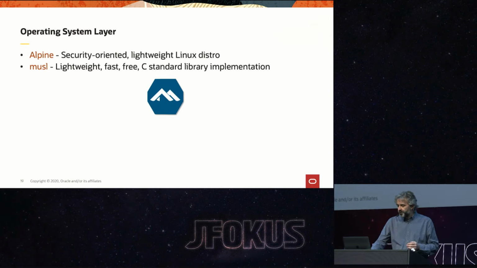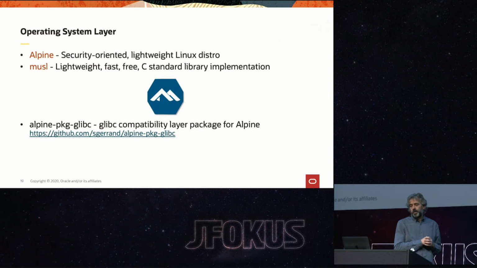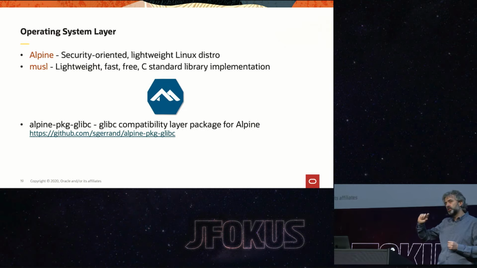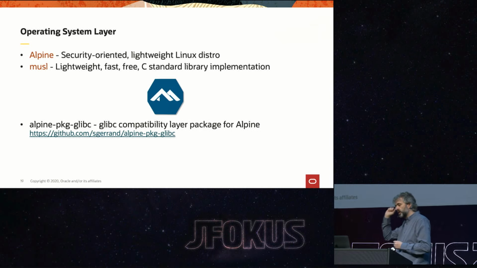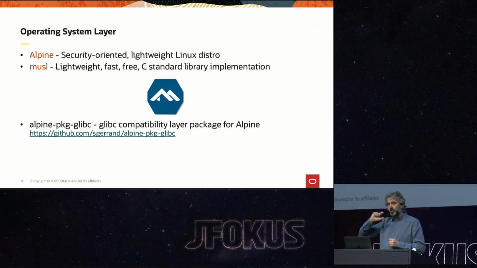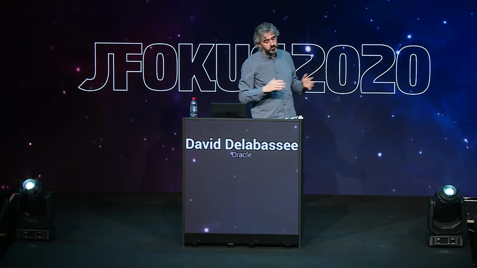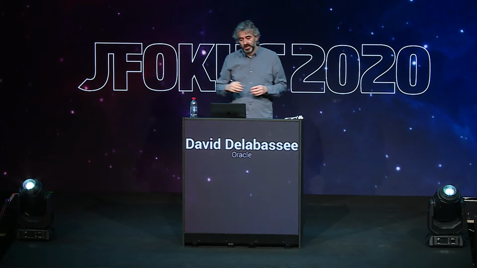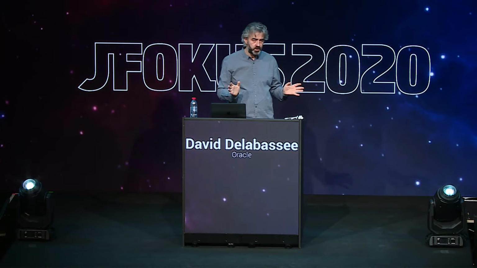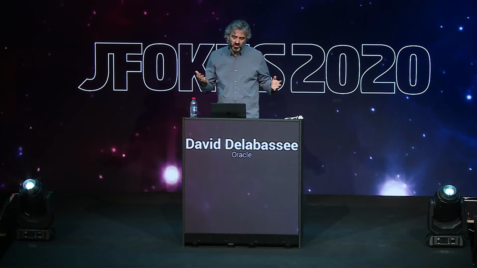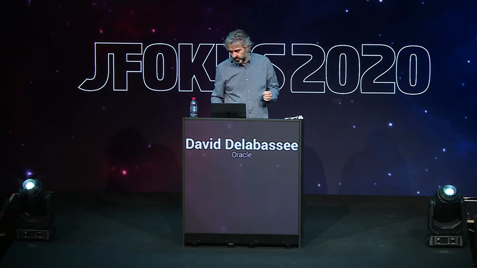So we can either use the Alpine package glibc, which is an intermediate layer that will basically do the mediation between glibc calls and musl calls. I'm not a big fan of that. I find that solution a bit tricky, and it also adds weight to our image. So to me, that's not a good solution.